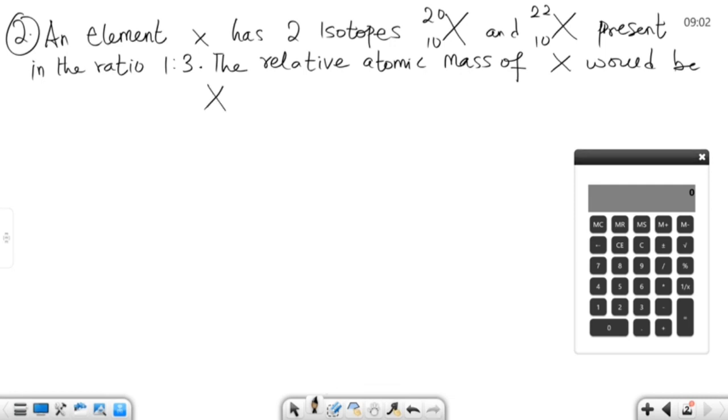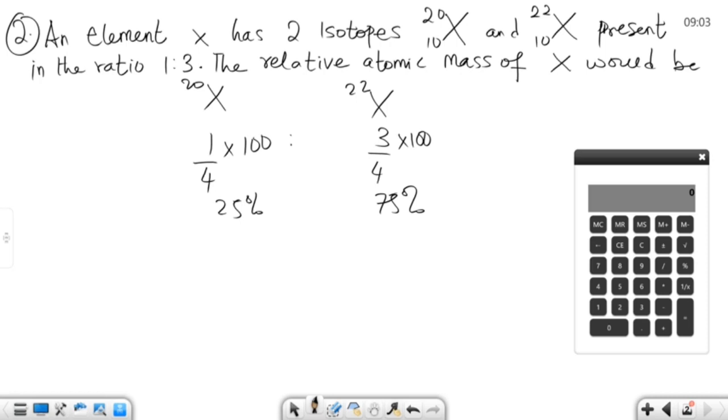So we have X-20 and then we have X-22. So the ratio is 1:3. The total is 4. So now this becomes 1/4, multiply this by 100. Then this becomes 3/4, multiply it by 100. Okay, let me rub this off so that it doesn't confuse. So from here, this becomes 25% and this becomes 75%. So that is the relative abundance in percentage.